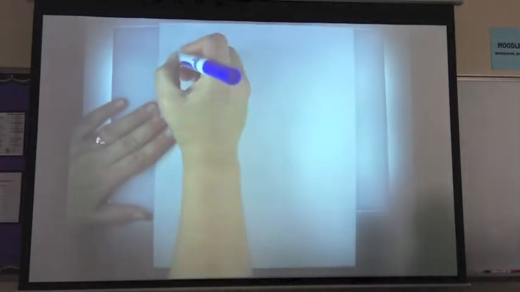I'll start with a blue marker here. I'm going to start with 3 lines that you absolutely have to have every time. The first one is your beginning capital line.